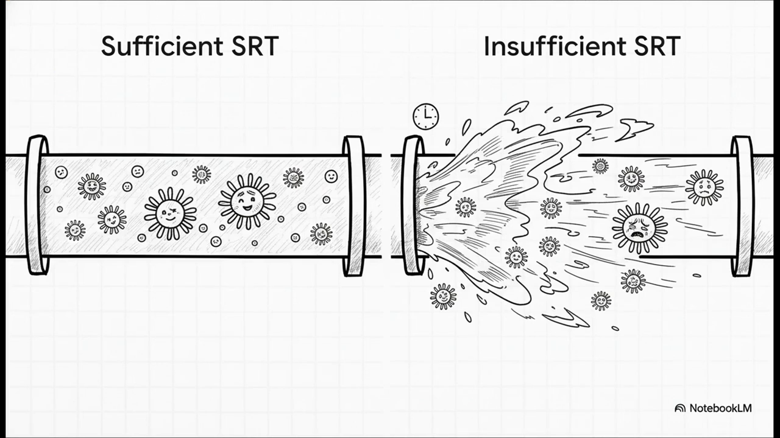And here's why that's so crucial. Some of the most important microbes for this job are really, really slow growers. So if the SRT is too short, we literally flush these critical workers right out of the system before they even have a chance to reproduce. That can make the whole cleanup process unstable, or worse, cause it to fail completely.